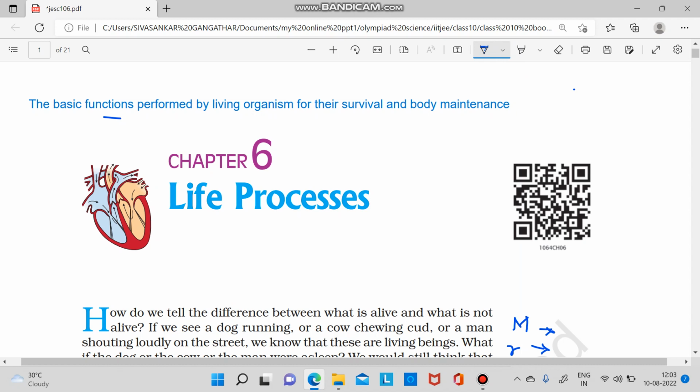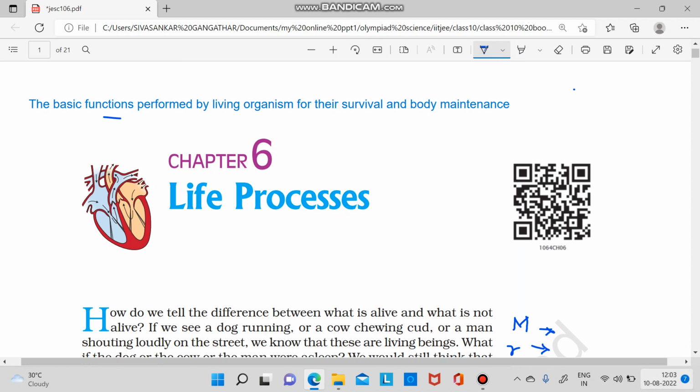So what is a life process? Every organism has to perform some activities like eating, growing, respiring, etc. to make or keep itself alive. So the basic functions performed by a living organism for their survival and body maintenance is life process.